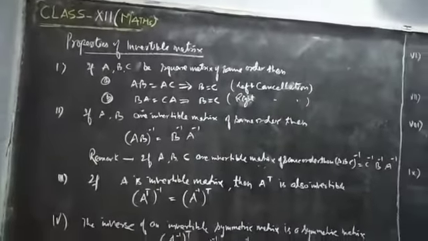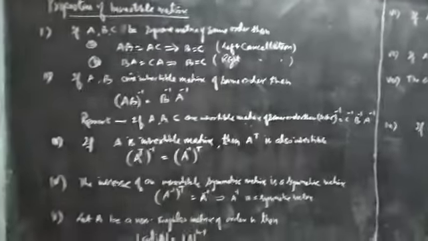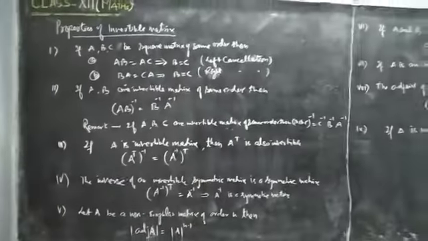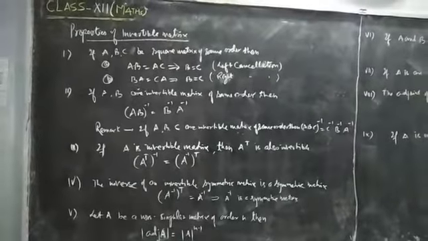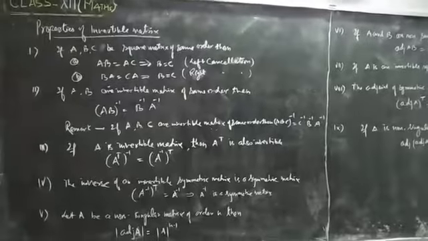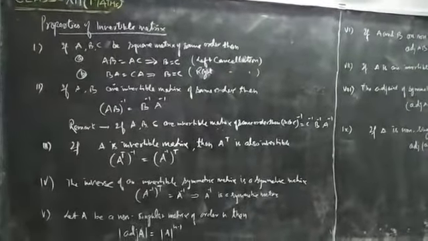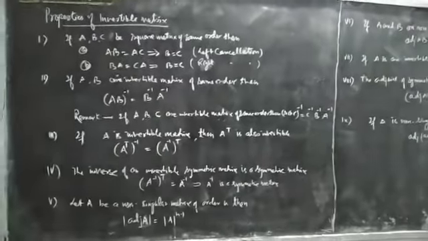Second, if A and B are invertible matrices of the same order, then (AB) inverse is equal to B inverse into A inverse. Remark: if A, B, C are invertible matrices of the same order, then we can define (ABC) inverse is equal to C inverse into B inverse into A inverse.